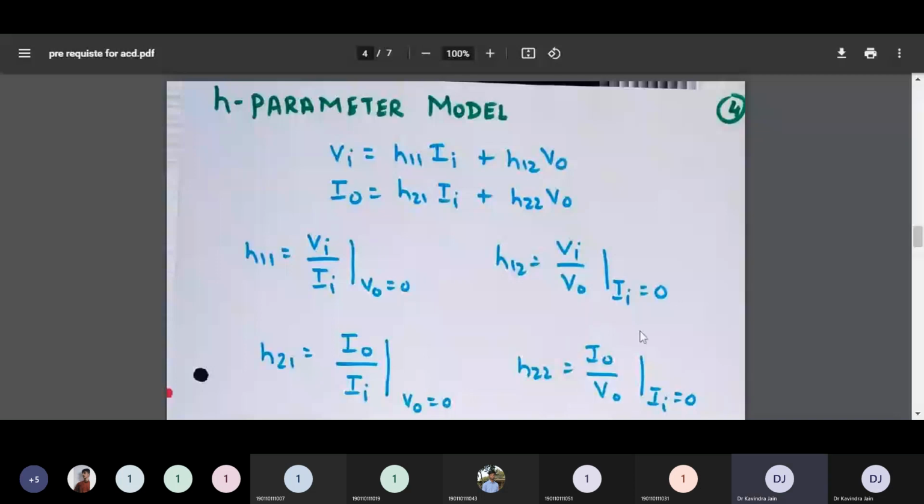Students, Io upon Vo is nothing but known as... Students, what is Io upon Vo known as? Students, see, this is a lecture for your studies. So you need to share the answers. Please share. What is Io upon Vo? So conductance. Absolutely wrong.